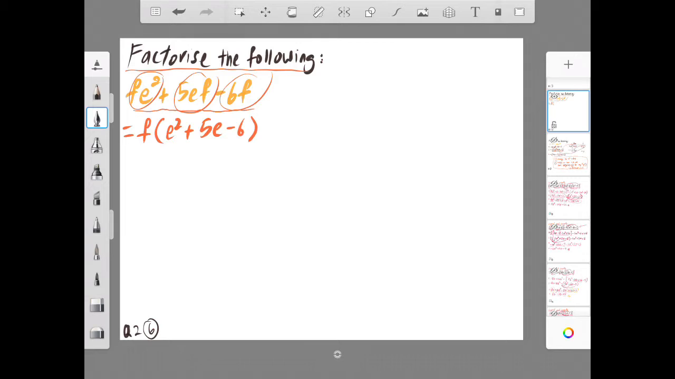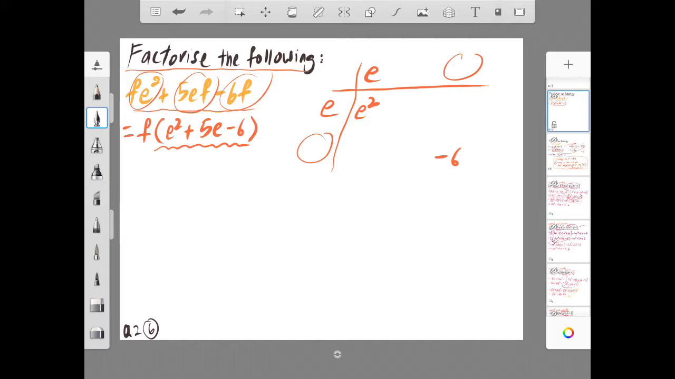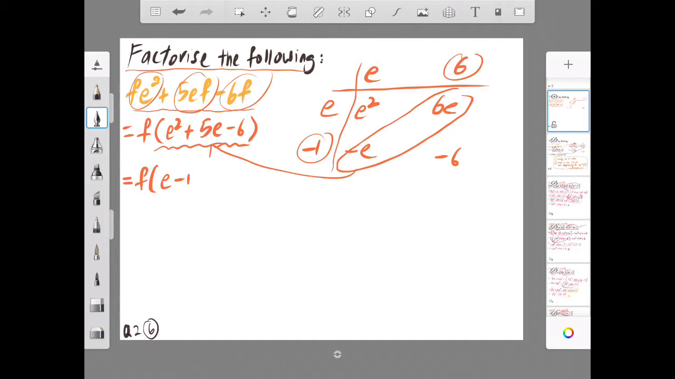The next step will be to factorize the curvy line that I've just drawn. I'm going to use the multiplication frame as well. So e squared, negative 6, so e and e. What are these numbers here? I'm going to do some mental calculation. It will be 6 and negative 1, so negative e and 6e. This will add up to be 5e. So it equals f, e minus 1, and e plus 6. This is the factorized form of this algebraic expression.